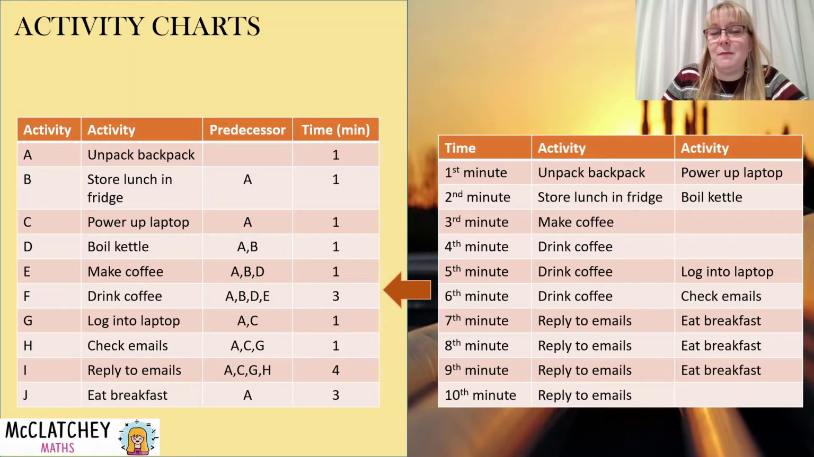Now, a predecessor simply means the activity that must be done just before that activity. So if I look at activity B, which is storing my lunch in the fridge, before I can store my lunch in the fridge, I actually have to take it out of my backpack. That's why activity A is the predecessor, the one that goes before activity B. And our fourth column is our time, how long that takes in minutes. So from my original chart where I drank coffee for 3 straight minutes, we're condensing that down instead of 3 lines, 4th minute, 5th minute, 6th minute. That's now condensed to just time in minutes.